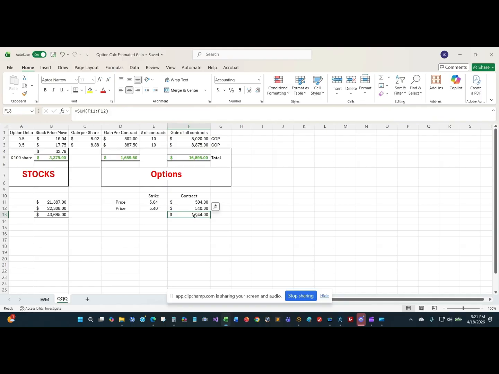Now, some of you are saying, wait a minute, $10,000 is a lot of money. It is, don't get me wrong. But I'd rather be exposed in the market for $10,440 than $43,695 like we did over here. So that's the difference between the stock and the options.